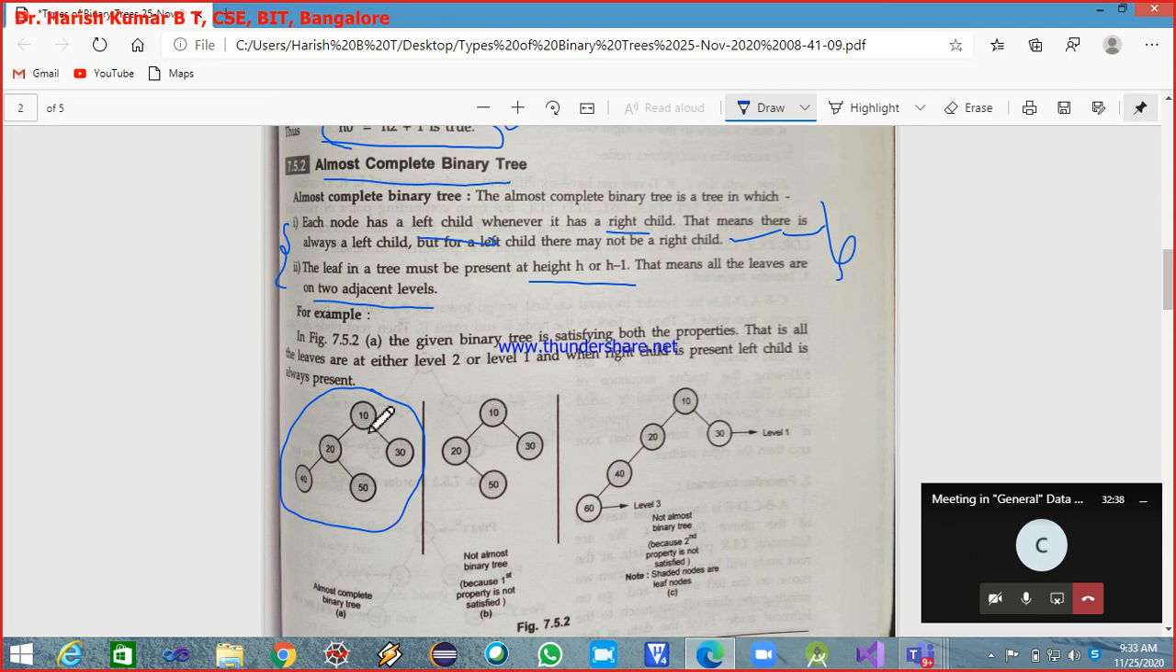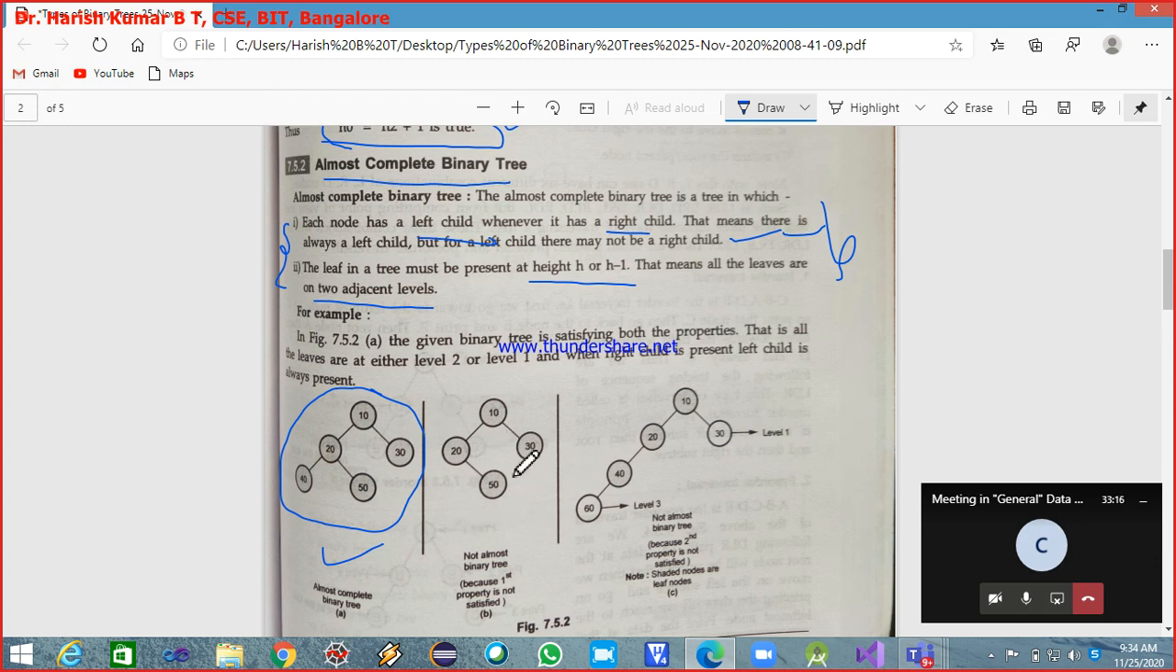This is height 0, this is height 1, and this is height 2. The maximum height h value is 2, and h minus 1 is 1. Now all the leaf nodes, the external nodes, are present at 2 adjacent levels, that is h and h minus 1. So this is an almost complete binary tree because it is satisfying both the constraints. Hope it is clear. Okay, next look into the next example.